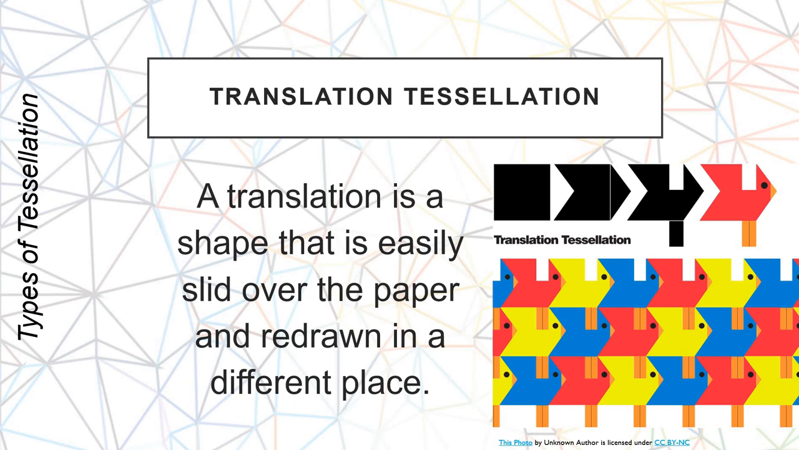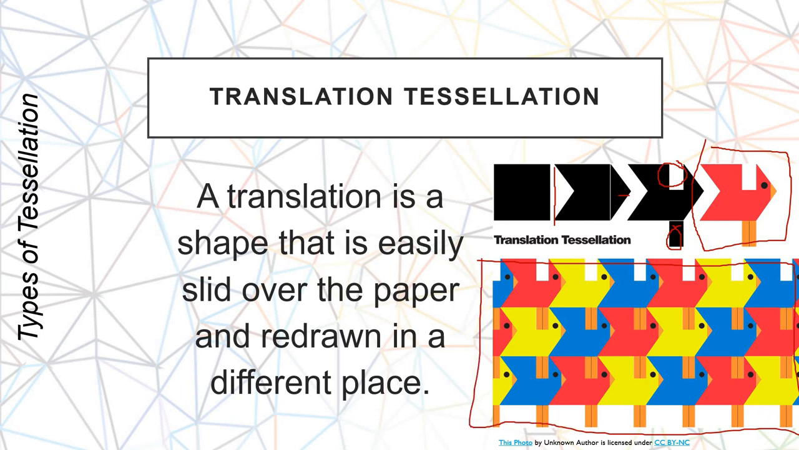Translation tessellation is a shape that is easily slid over the paper and redrawn in a different place. So looking at this, we have this one, and then the cut part here is moved to this side, and we cut this part here and placed it here. So this will be our resulting figure. And then we can now create our tessellation using the given figure.